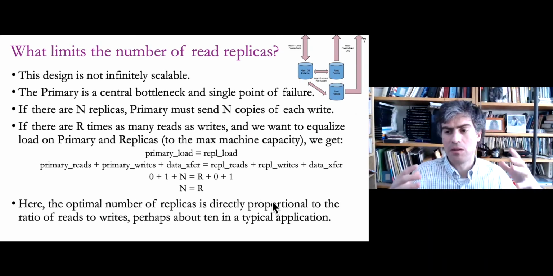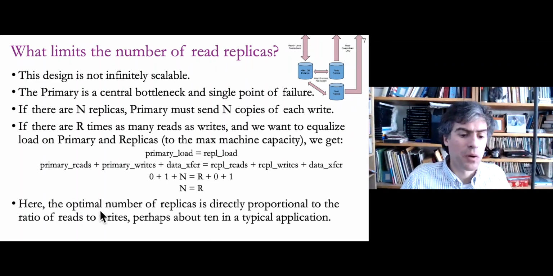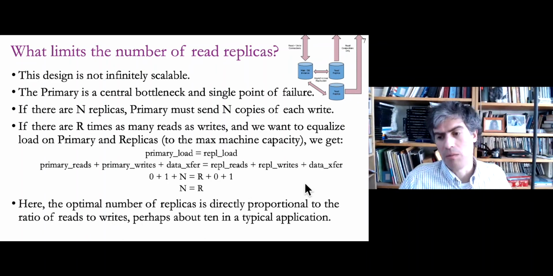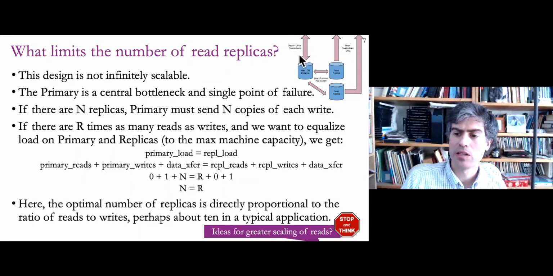So that'd be a system where both the primary database and the read replicas were at full capacity. They would reach full capacity when the ratio of reads to writes is the same as the number of read replicas in the system. Okay. So with that in mind, do you have any ideas for making this more scalable?